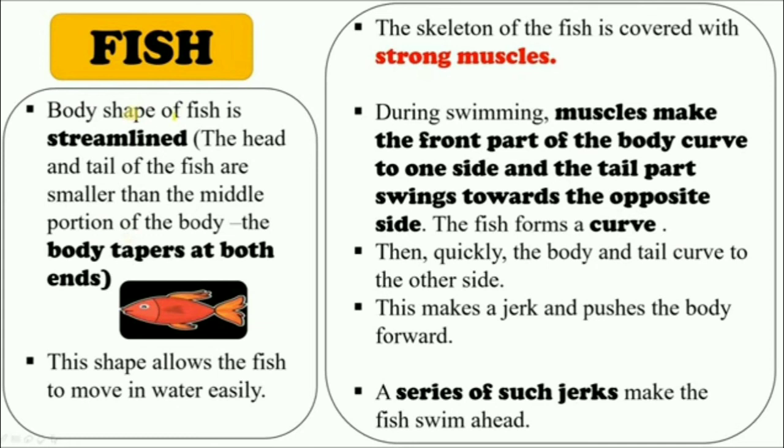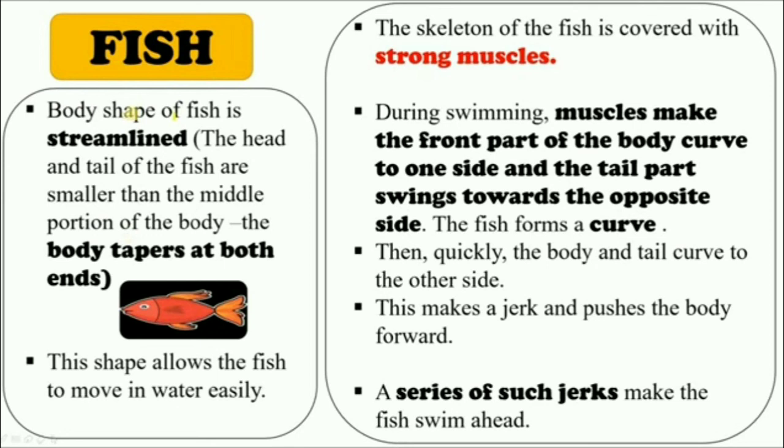Last one, movement in fish. The body shape of this fish is streamlined. So what is meant by streamlined? Yes, the body tapers at both ends. Such a shape is called a streamlined shape. This shape allows the fish to move in water easily. The skeleton of the fish is covered with strong muscles.